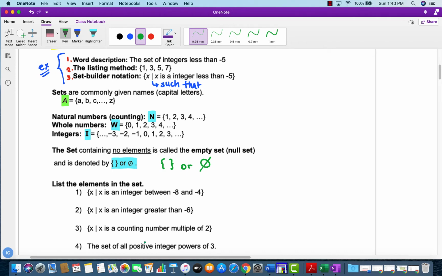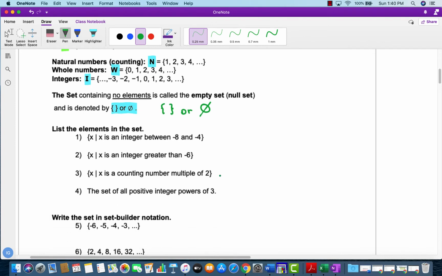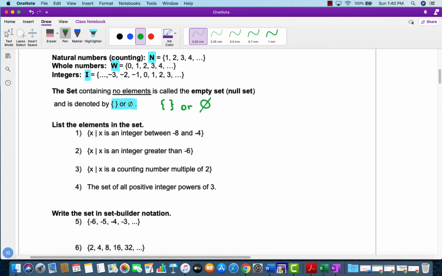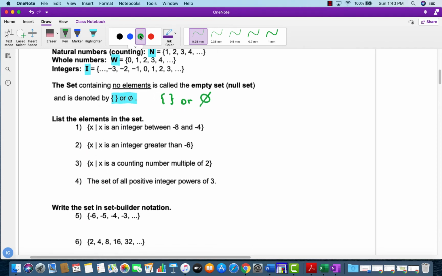There's nothing in it. Okay. Alright, so now let's start practicing how we can write a list of the elements in a set. So here we have 4 questions. I'm going to try a couple together, and then I'm going to highly encourage you sometimes during the videos to pause the video, try it yourself, and then check your answer. Okay, so let's look at the first one.